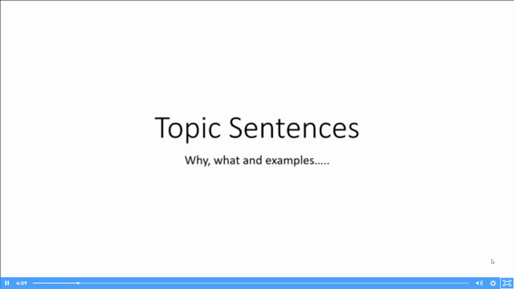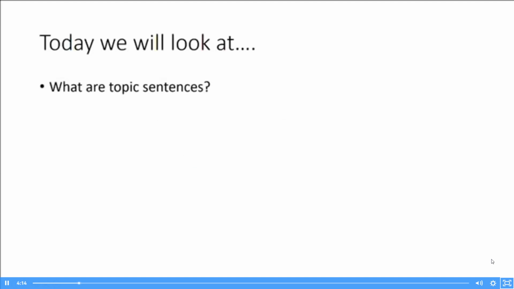Why do we use them? The why is really, really important. Knowing why you do something really helps you learn it. The way my brain works, I find it very difficult to learn something if I don't understand why it is important, so that's why I always look at that. We're also going to look at key mistakes that people make, and we're going to look at examples.